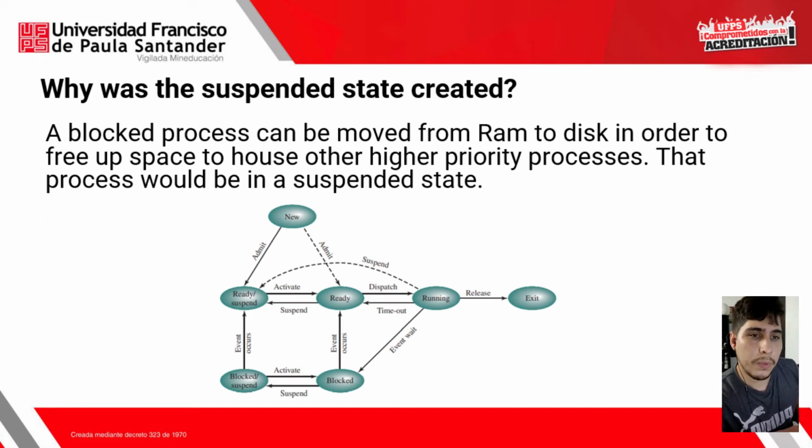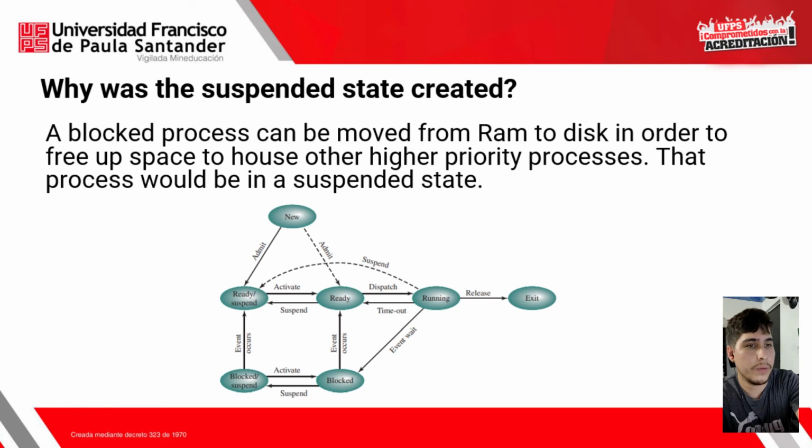Another state is blocked suspend to ready suspend. A process in the blocked suspended state is moved to the ready suspended state when the event for which it has been waiting occurs. Note that this requires that the state information concerning suspended processes must be accessible to the operating system.